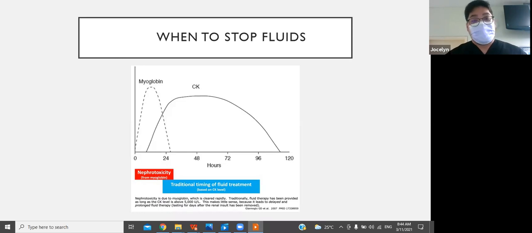So we want to tackle the nephrotoxicity. We want to reduce the nephrotoxicity. That's why we want to remove the myoglobin. Understand? Alright. The problem is that CK findings are delayed. That's why we need to start our fluid resuscitation as early as possible. And if the CK is already reducing from around 5,000, we can start to reduce the fluids or subsequently stop the fluids.